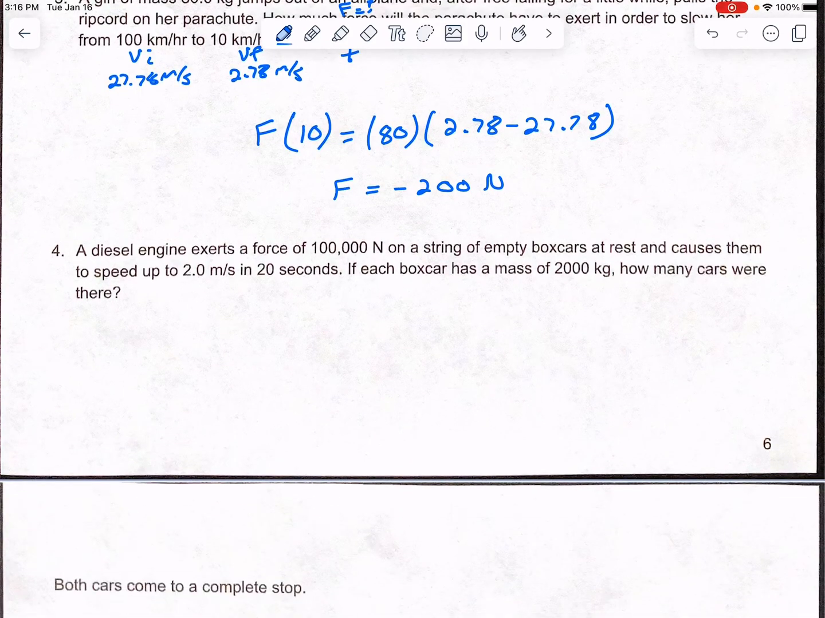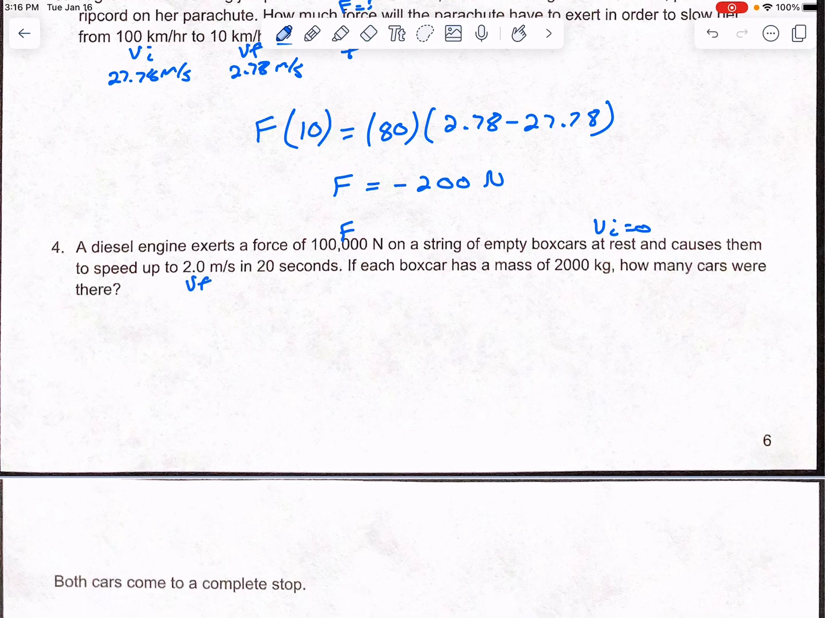Number 4, a diesel engine exerts a force of 100,000 newtons on a string of empty boxcars at rest, so VI is 0. And causes them to speed up to 2 meters per second, there's VF. And in 20 seconds, there's your time. If the boxcar has a mass of 2,000 kilograms, how many cars were there?